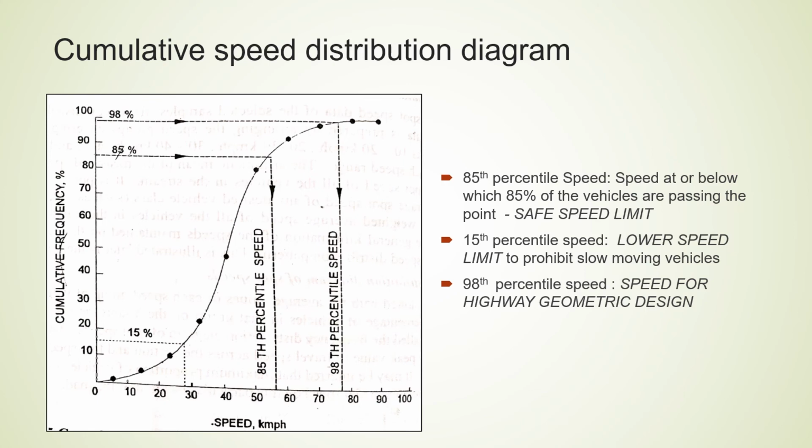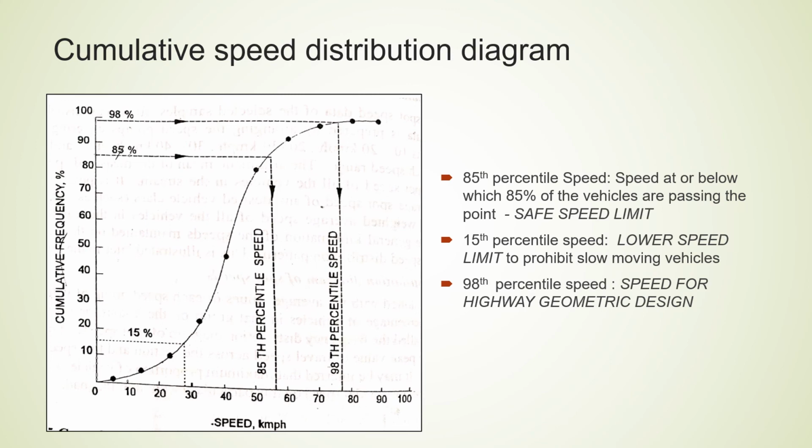For the purpose of checking the requirements of highway geometric design elements, the 98th percentile speed is generally taken as the design speed. In the purposes of the study, I had discussed that one of the purposes of the spot speed study is to find out the design speed for the road geometry. So, how you find it is from your cumulative frequency diagram. The speed corresponding to the 98th percentile speed is taken as your design speed.